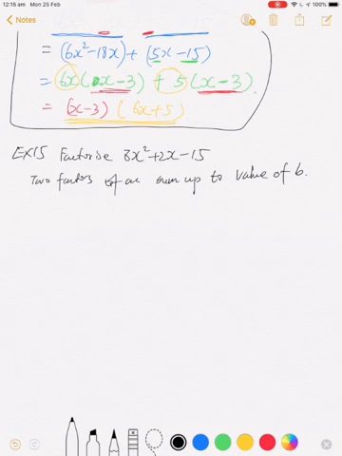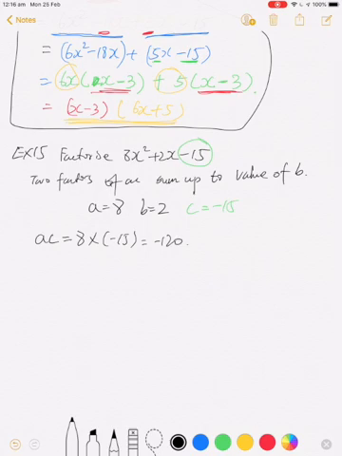So we need to identify the values of a, b, c first. We know a is equal to 8, b is equal to 2, and be aware c is equal to negative 15. So the two factors of AC, 8 times negative 15, give me negative 120. Now we're starting to find the two factors.